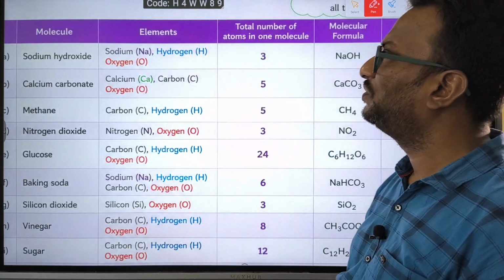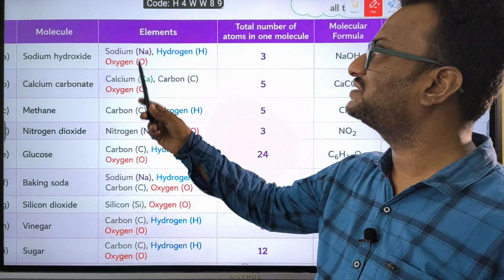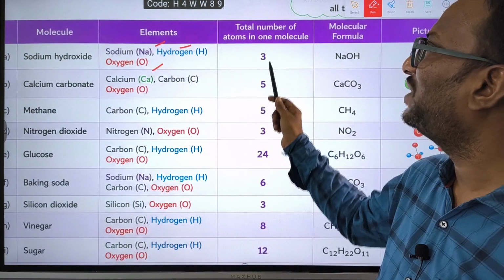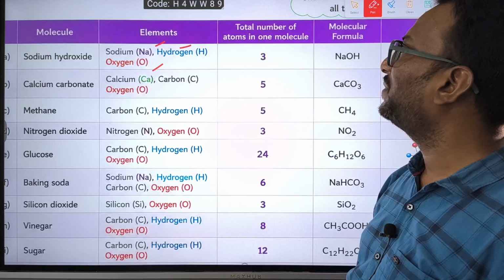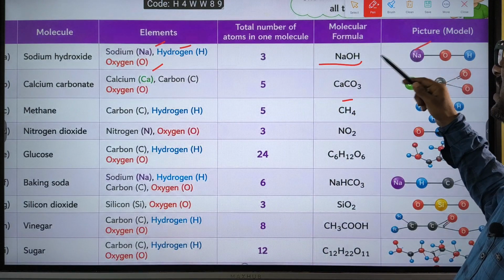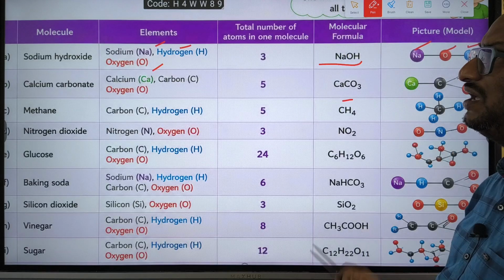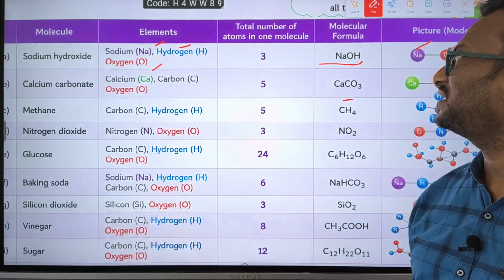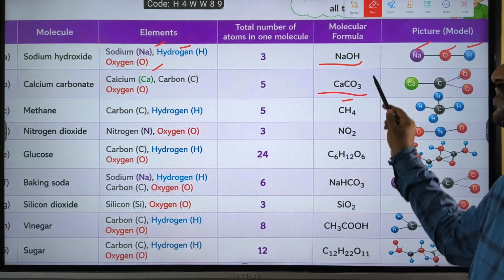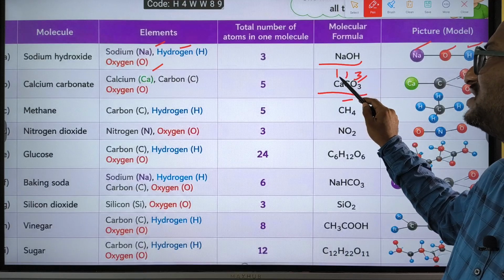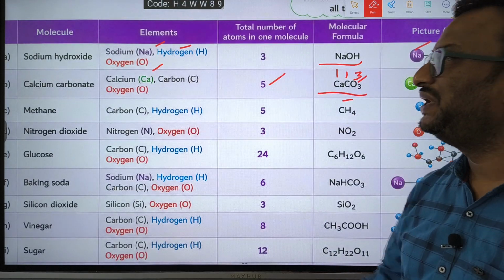Next one, molecule sodium hydroxide, elements sodium, hydrogen and oxygen. We have a total of 3 atoms in a molecule, that is NaOH. Na, single sodium, single oxygen and single hydrogen. Calcium carbonate contains calcium, carbon and oxygen. CaCO3 formula, 3 oxygen atoms, 1 carbon and 1 calcium, total 5.